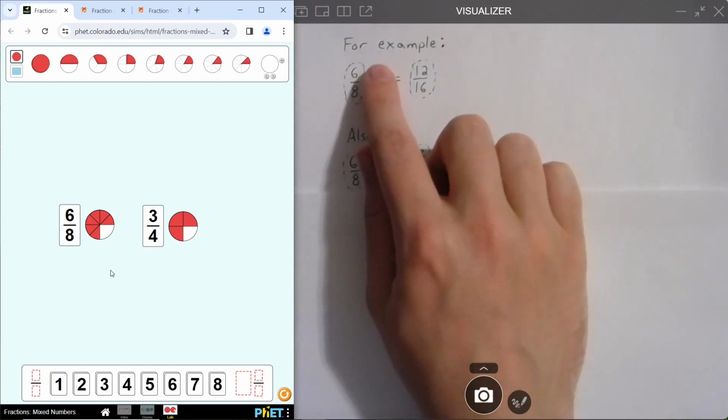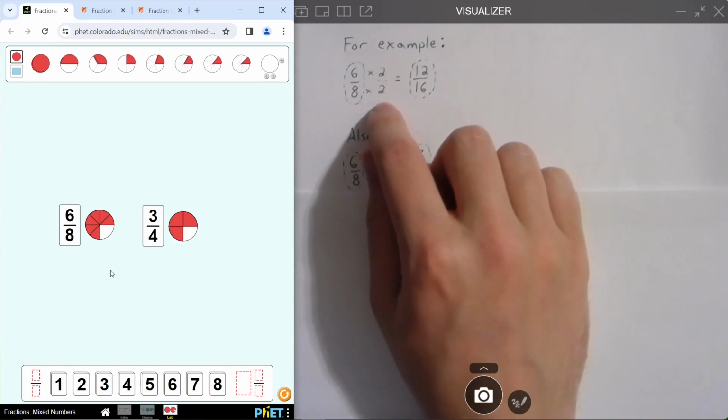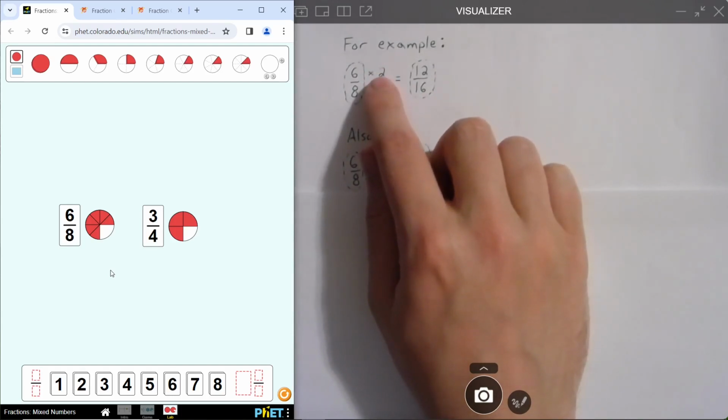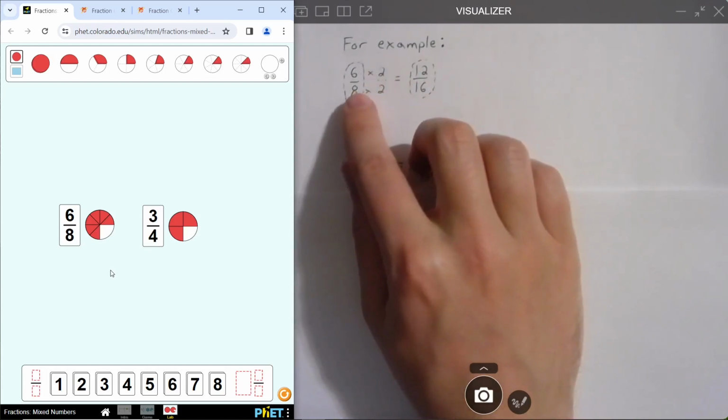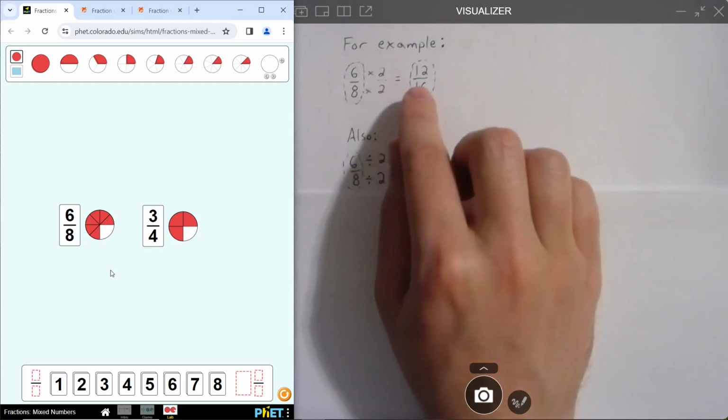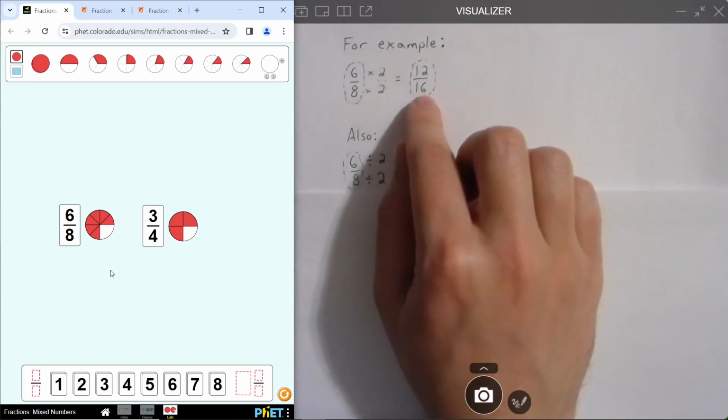So because we multiply the top and bottom by that same number, right, which technically times 2 over 2 is the same as times 1 whole, we get that 6/8 is equal to its equivalent fraction of 12/16.